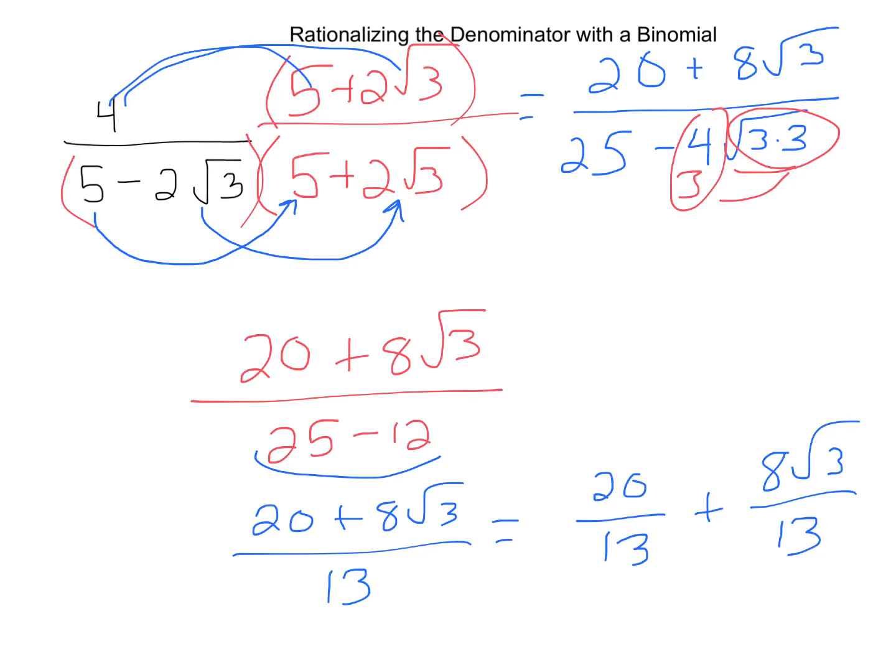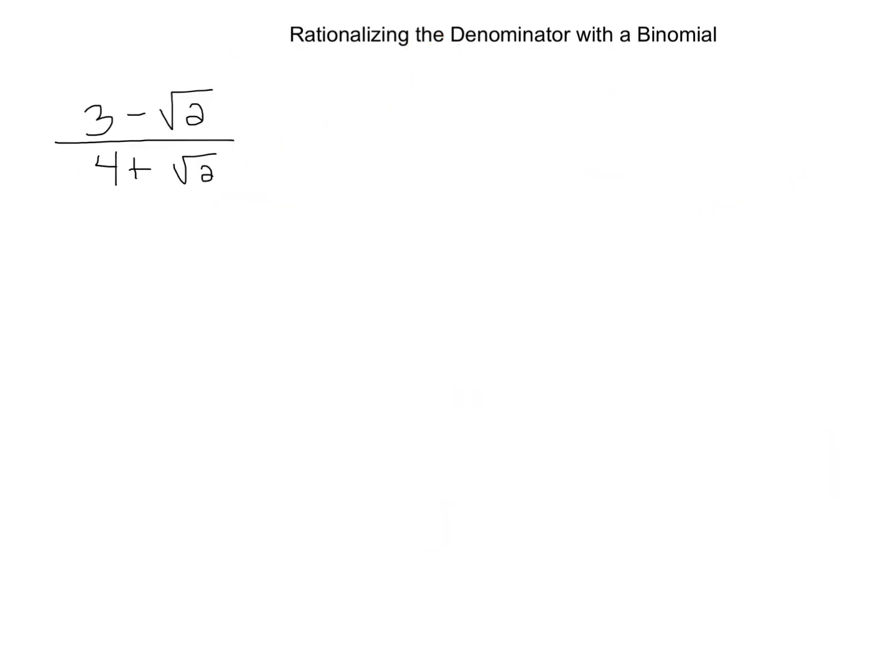20 over 13 plus 8 radical 3 over 13. And can it reduce? The answer is no, so that's all she wrote.